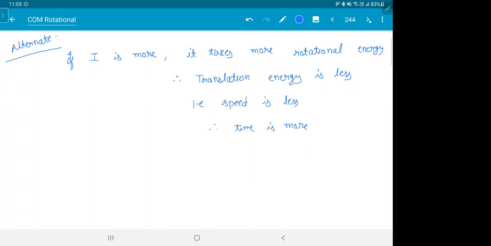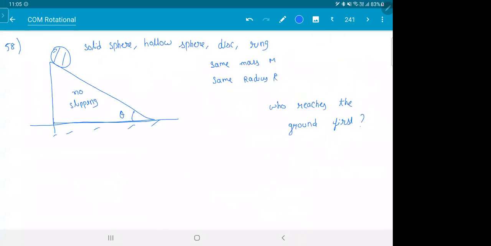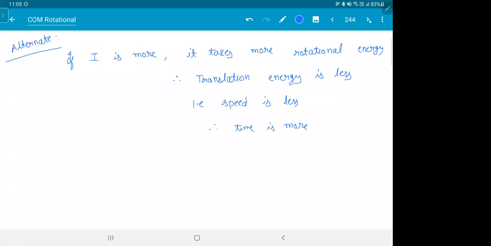Does this make sense? If I is more, you need to put more effort to rotate. If you're putting more effort in rotating, so your translation is less. Because the total energy is mgh only for all of them. If you see the potential energy, mgh is same for all. If the rotation is more, translation will be less. Translation is less, meaning your speed is less, so you will take more time. So in the exam, this is a better way to remember.